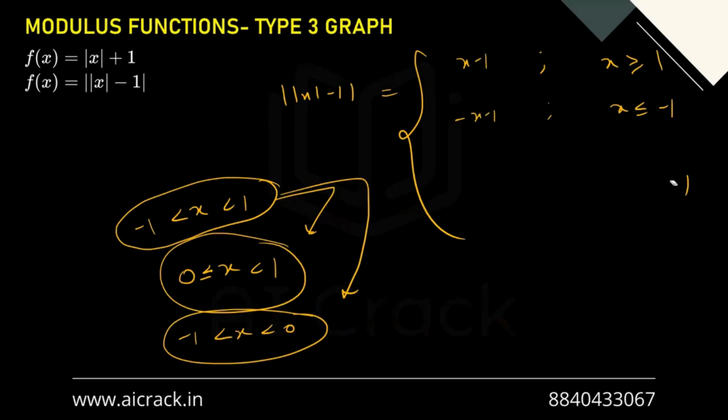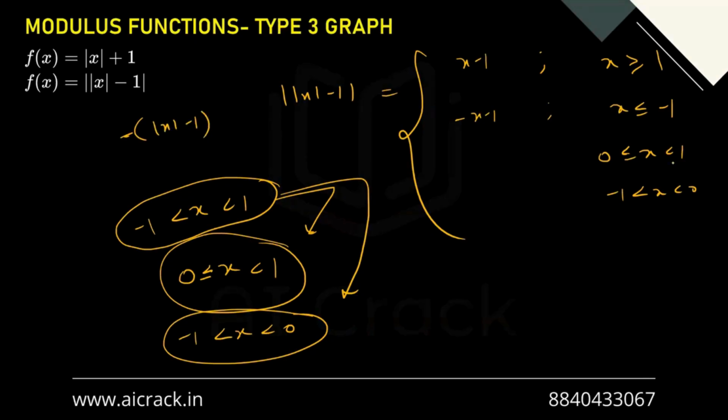All right. Now let's write this one over here. We have x less than 1 and greater than equals to 0, and we have x less than 0 greater than minus 1. So we have these two ranges now, and the function was minus of modulus x minus 1. This was the function written over here.